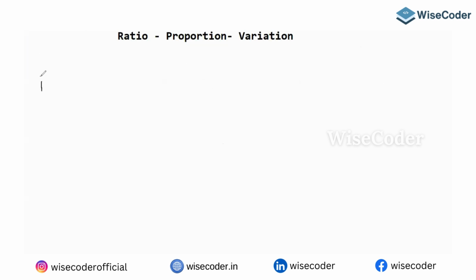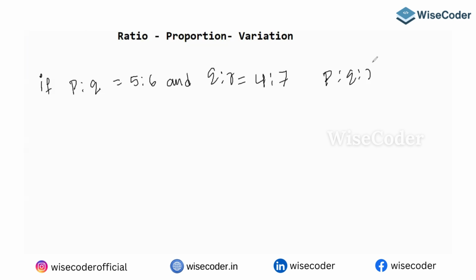If P is to Q is equals to 5 is to 6 and Q is to R is equals to 4 is to 7, find P is to Q is to R. So P is to Q is 5 is to 6. Q is to R is 4 is to 7. These two are same?